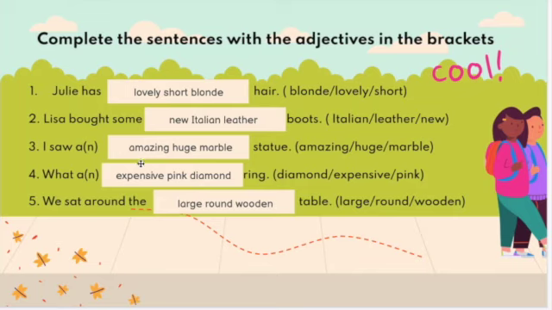Okay, fourth sentence. What an expensive pink diamond ring. So we have expensive, pink, diamond. Expensive here is the opinion, pink is the color, diamond is the material. Lastly, we sat around the large round wooden table. So we have large, we have round, and also wooden. Okay, large is the size, round is the shape, wooden is the material.